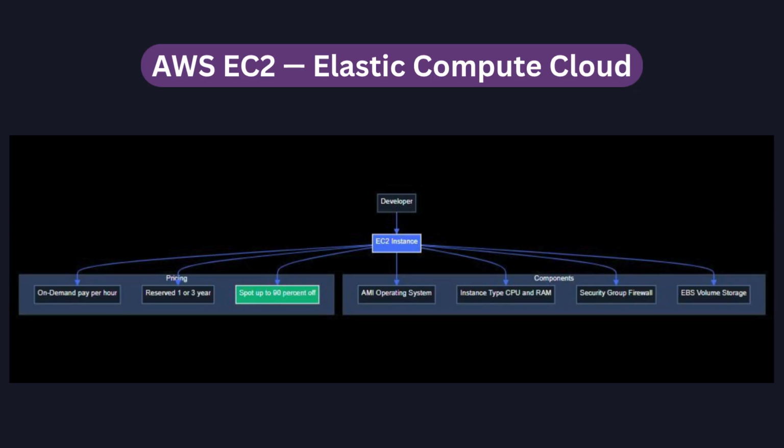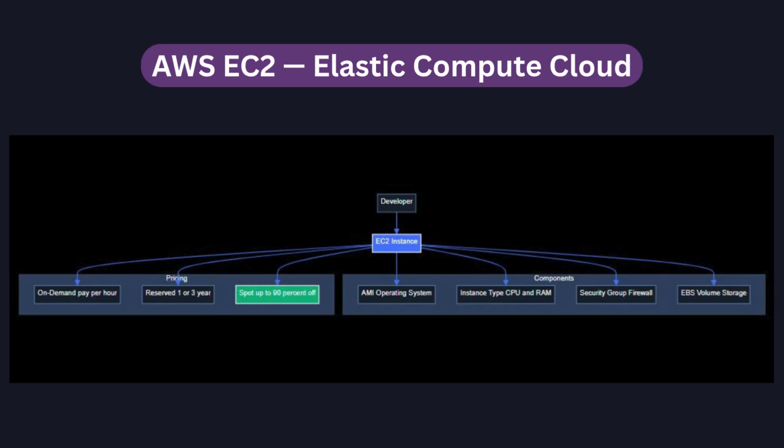AWS EC2, Elastic Compute Cloud. An EC2 instance is a virtual server in the AWS cloud that gives you full control over an operating system, installed software, and network configuration. You can launch an instance within minutes using an Amazon Machine Image, which acts as a template for the operating system. Once launched, you can choose how much CPU, memory, and networking power you need.